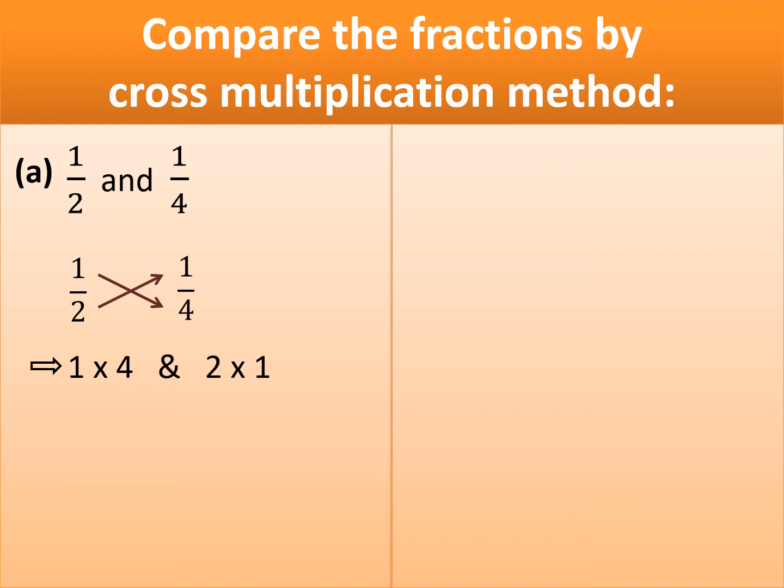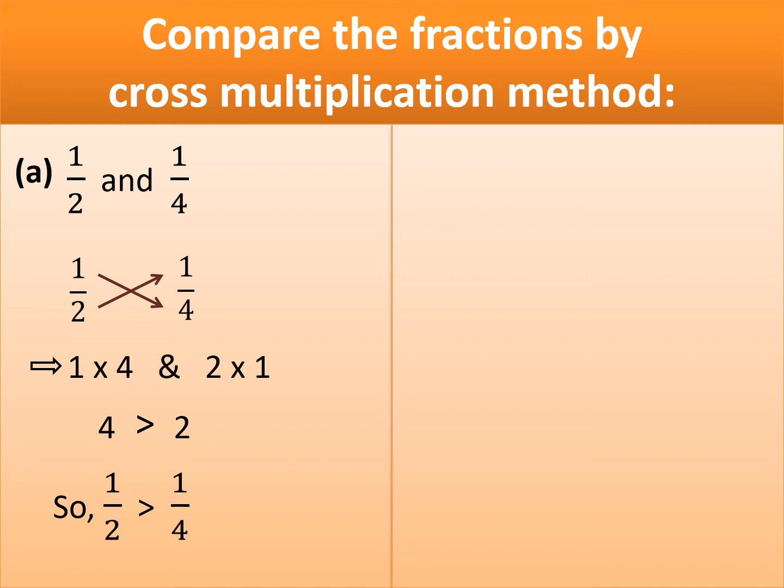1 multiplied by 4 gives us a product 4. Let's put 4 below the first fraction 1 upon 2. Now we will multiply 2 by 1 which gives us a product 2. So put 2 below the second fraction 1 upon 4. Since 4 is greater than 2, so 1 upon 2 is greater than 1 upon 4.